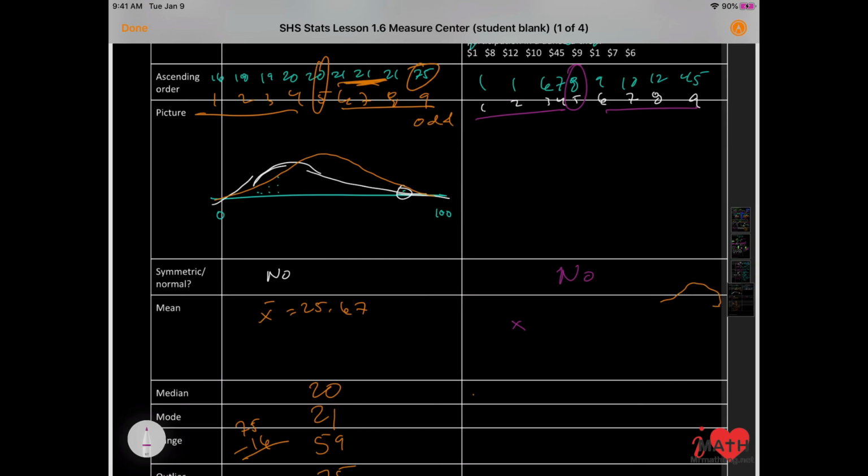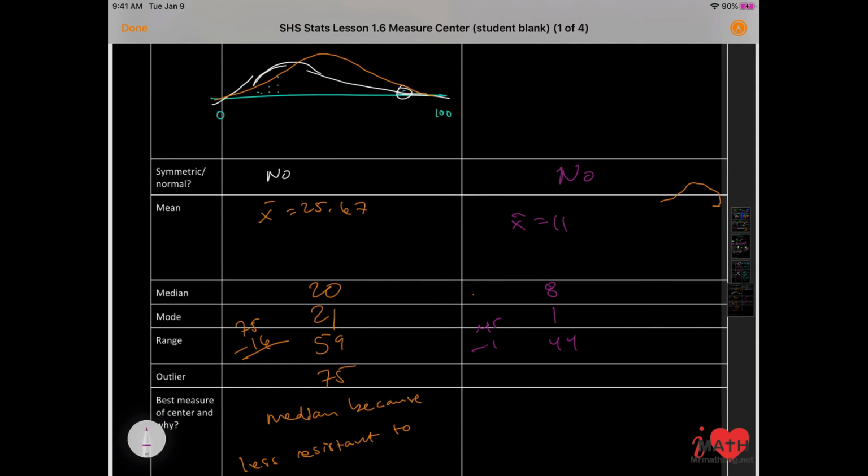Mean. You'll get 11. The median is 8. The mode is 1. Range is the biggest number, 45 minus 1, so that would be 44. Outlier appears to be the 45. And same thing, right? Median, use the same.